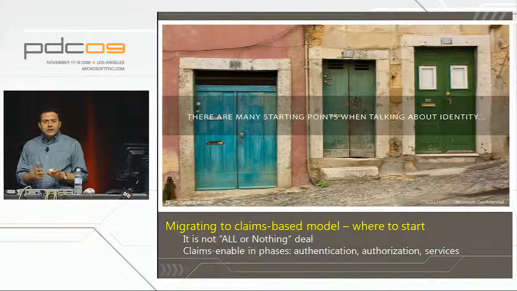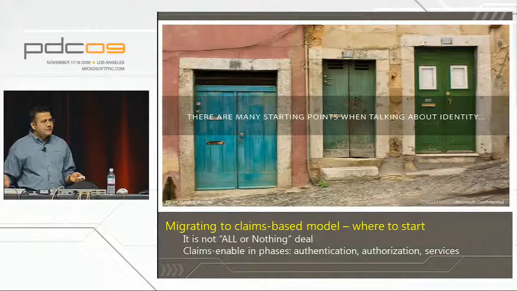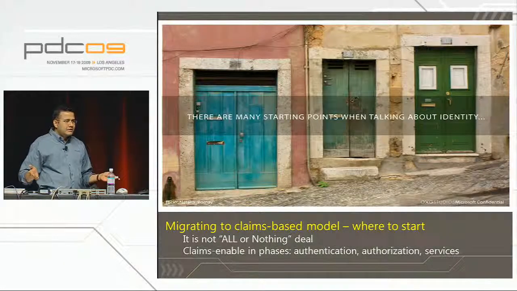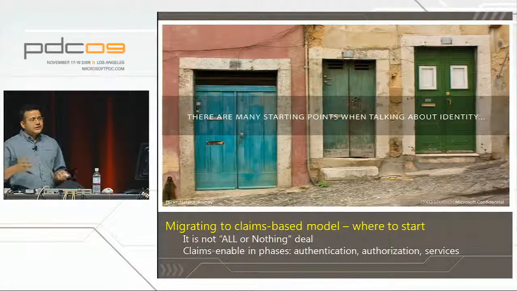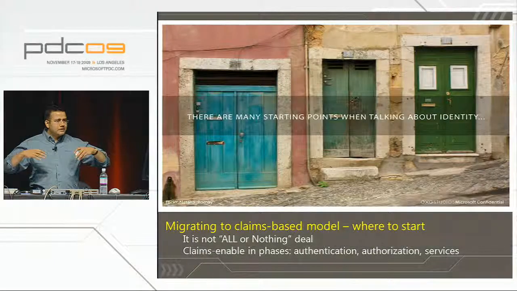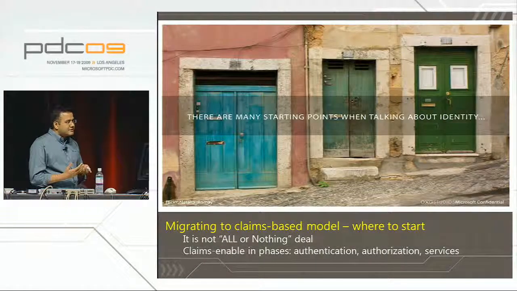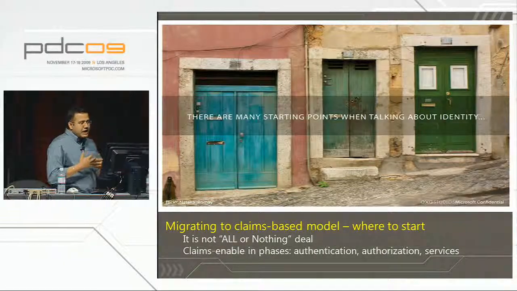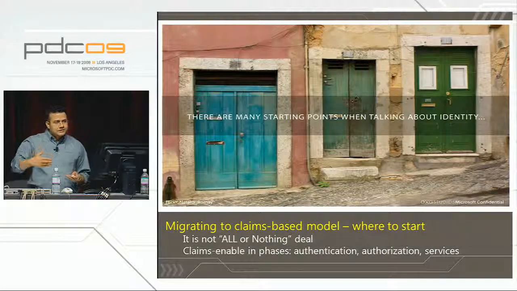But it's not an all-or-nothing deal. It's not like you have to transform everything to claims-based or you can't do anything. That's not the case here. You can do it in phases. So for example, we took the services framework. That's the first thing we started with, because that's the foundation for all the services. So we enabled services first with WIF, and then the sign-in methods that are available. So we introduced that in the claims-based model as well.